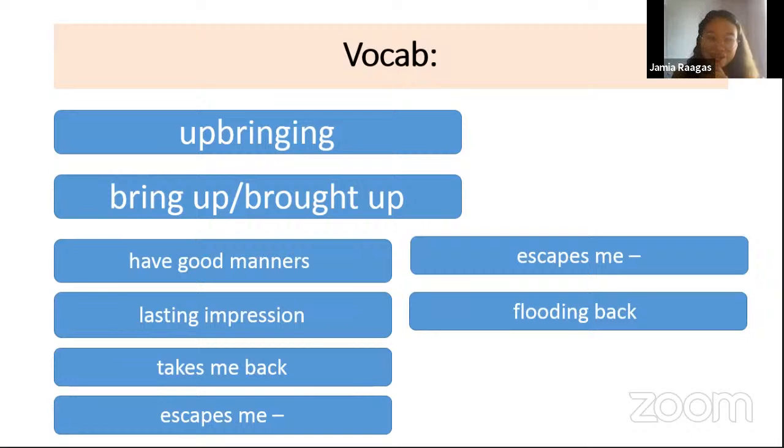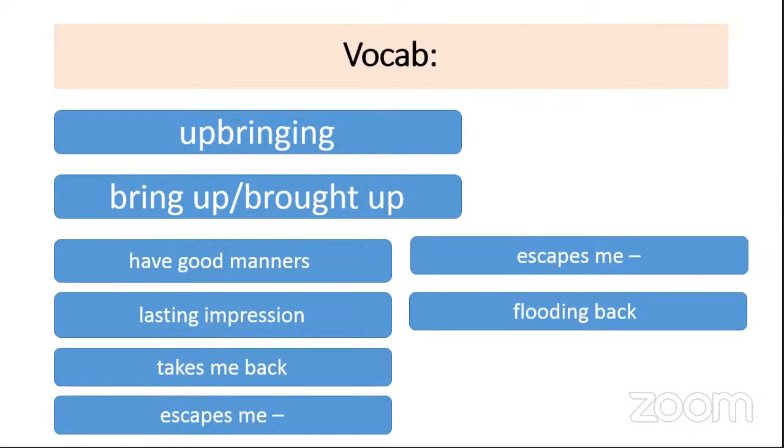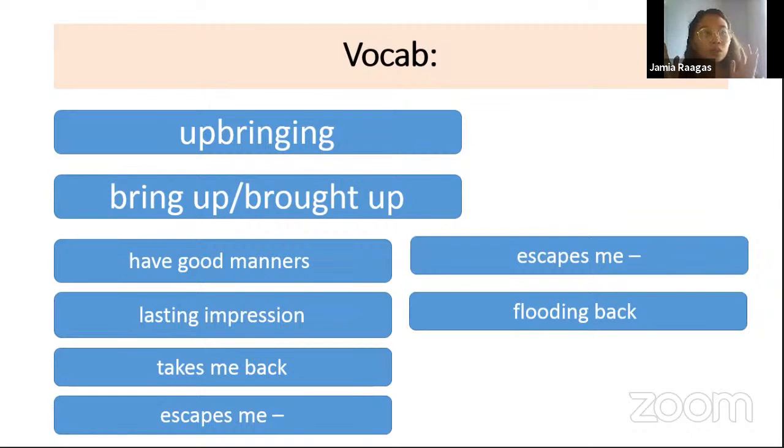Oh, okay, I see. So escapes me and flooding back, they are antonyms. When I say escapes me, that means you forget some details or some things in the past easily. And flooding back means a memory comes back in a flash. So when I say childhood, what memory floods back to you?